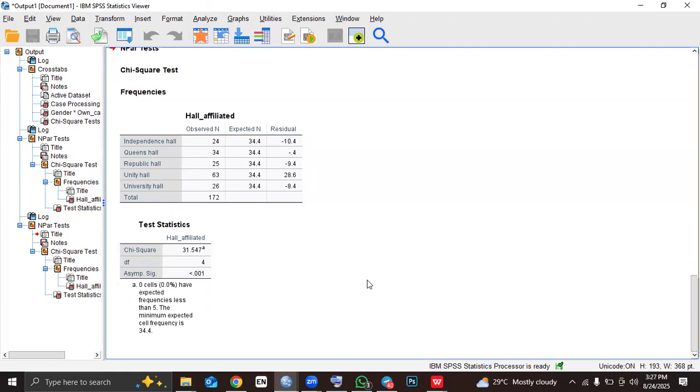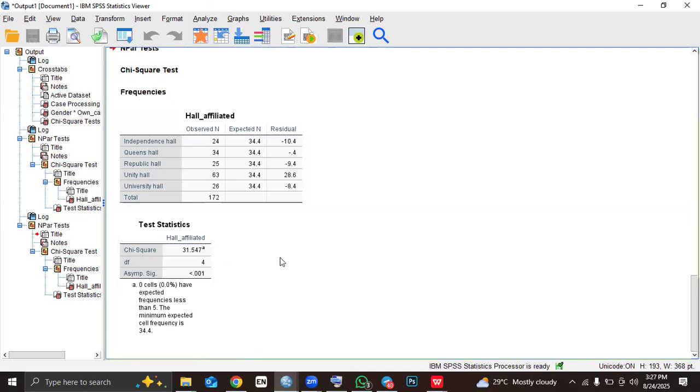Good. Now, this DF represents the degree of freedom. What the degree of freedom does is that it tells us the number of categories that was tested. Now, if you look here, we can see 1, 2, 3, 4, 5. We can see 5 categories, but the degree of freedom is telling us that there are only 4 categories.